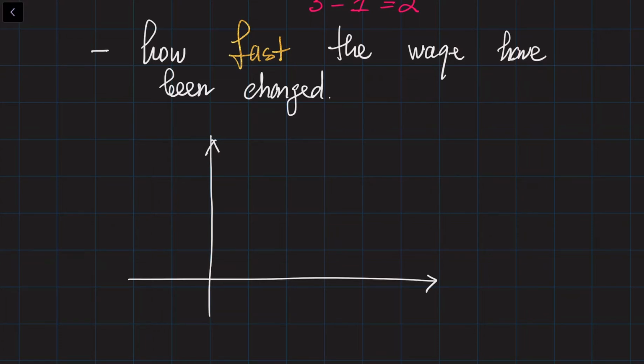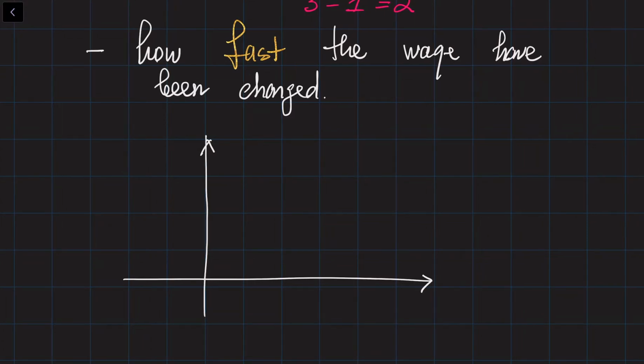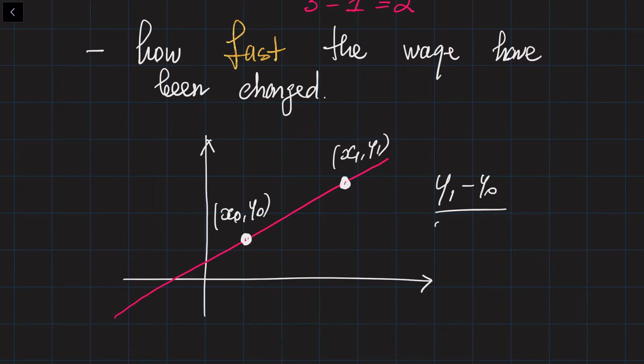So let us try to do this in the general case. Let's say you've got some line like this. Let's say this line is expressing some phenomenon, and you would like to understand how fast things are changing, right? Not how much. In order to do this, you choose 2 points. Let's say the first point has the coordinates x0, y0. The second point has the coordinates x1 and y1. To understand how fast things have changed, you need to subtract y1 minus y0 and divide this by x1 minus x0. It's going to tell you how fast the line is changing.